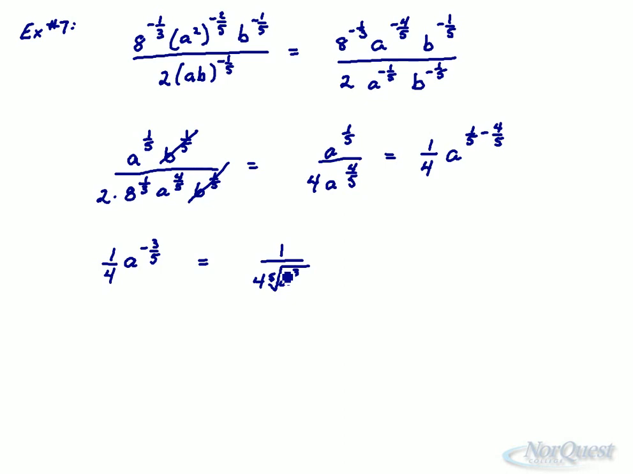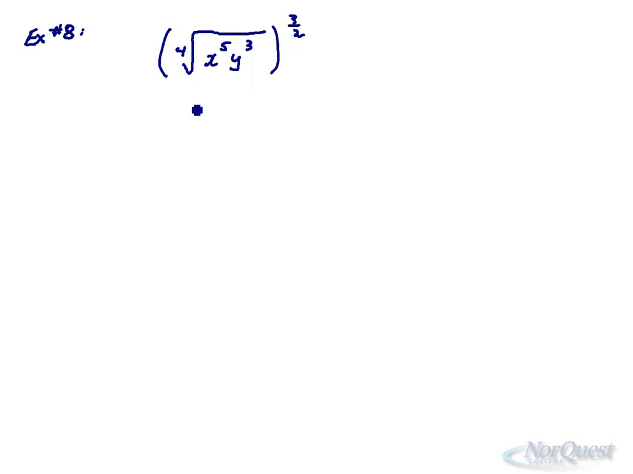One last example. Example number 8. We have x to the 5th y cubed. We're going to take the 4th root of it, and then we're going to raise the whole thing to the power 3/2. Again, the first thing I would do is change to exponential form.